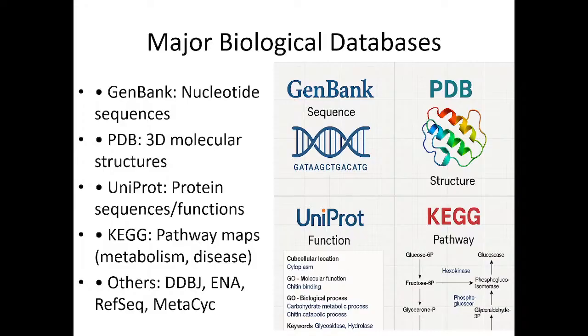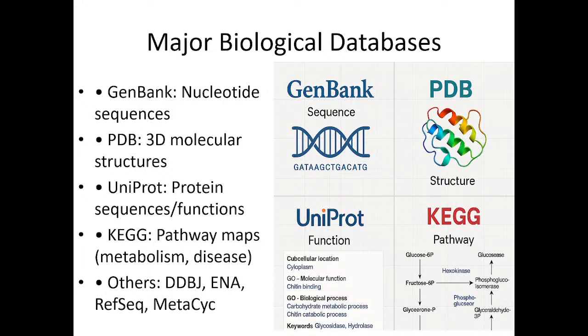Then you are looking at different pathways, metabolic pathways like Krebs cycle, glycolysis, synthesis of nucleic acid, lipid, and so on. You make use of KEGG. So, and other databases that you can also talk of are the DDBJ, EMBL, RefSeq, as well as MetaCyc.